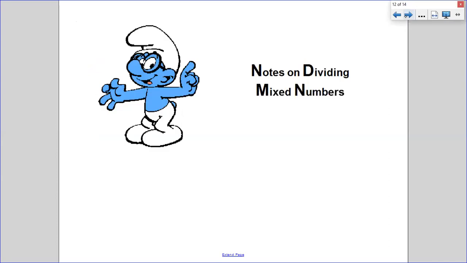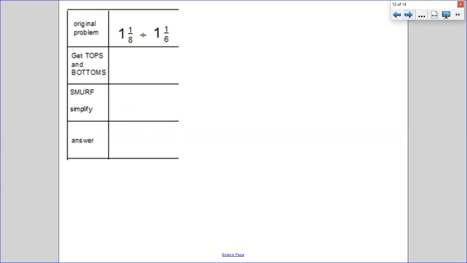There's only one more thing I want to show you, and it involves mixed numbers. So I'll give you 2 more examples, and then we're all done. So 1 and 1/8 divided by 1 and 1/6.